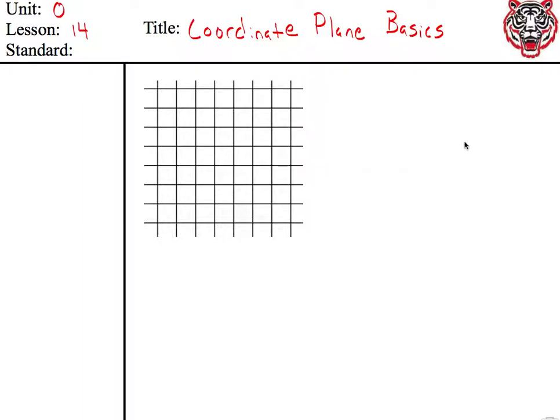All right, this is Unit 0, Lesson 14. Our title is Coordinate Plane Basics. Before we even begin with the notes, what standard are we on? We are on a new one now. C. What is standard C? It's the one after D. What standard are we on? Go ahead and look at your syllabus.